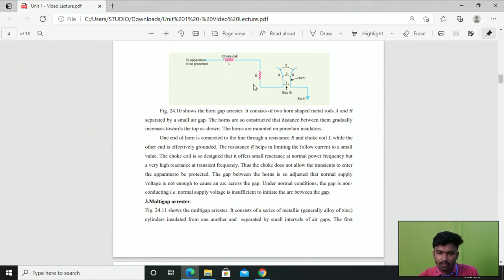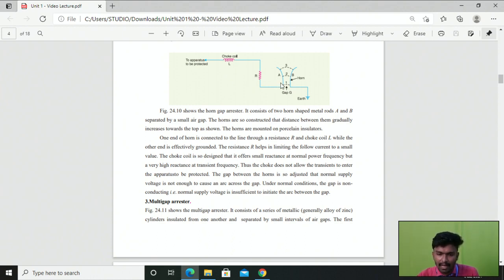Thus the choke does not allow any transients to enter into the apparatus to be protected. The main purpose of the choke coil is that it does not allow the transient surges to enter, because the other end of the choke coil is connected to the transmission line, and in the transmission line we have some apparatus, right? So this choke coil does not allow the transient surges to enter into the apparatus, right?